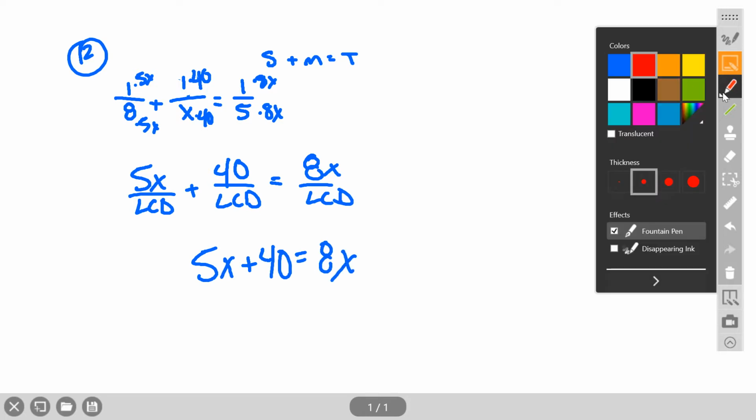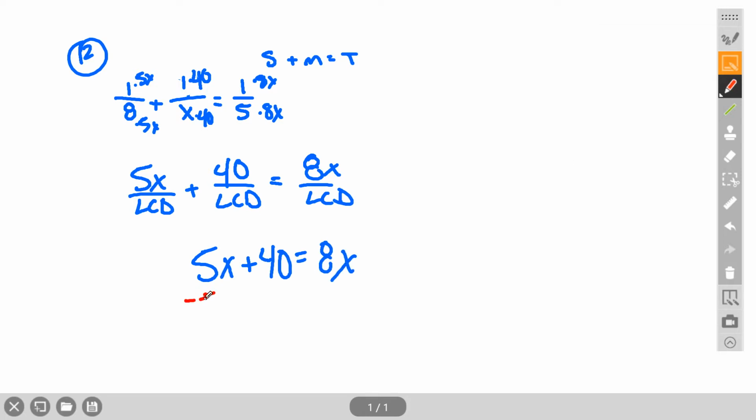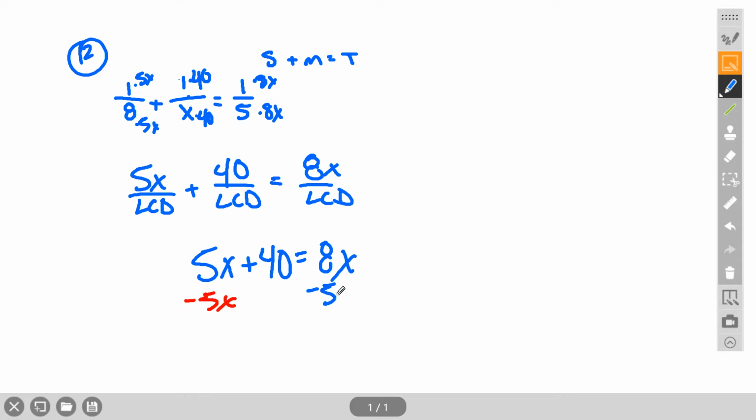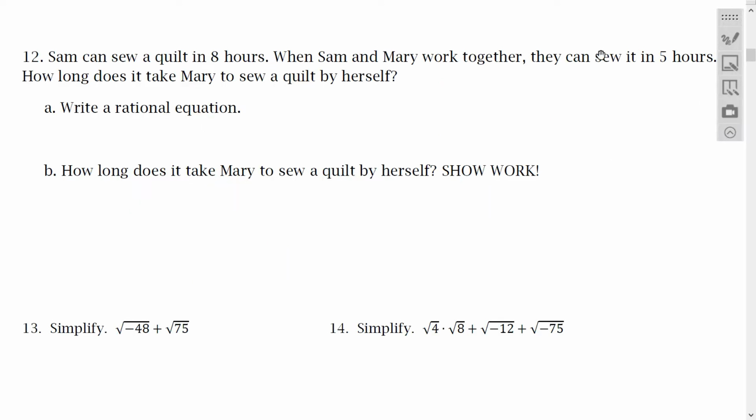And now I can solve this to see how long it takes Mary. So I'll subtract 5x from both sides. So 40 is equal to 3x. Divide by 3. So 40 thirds, 40 divided by 3.